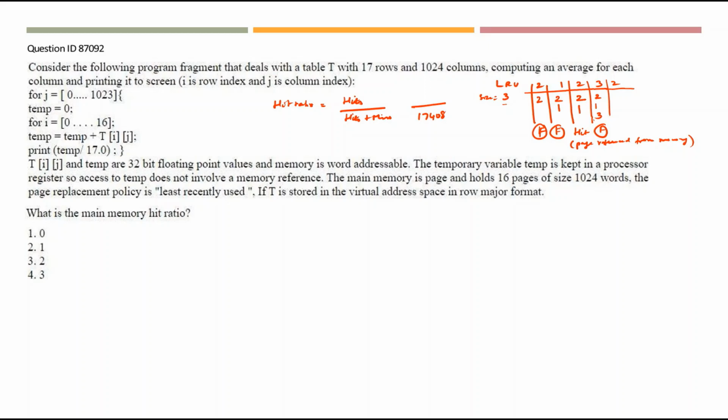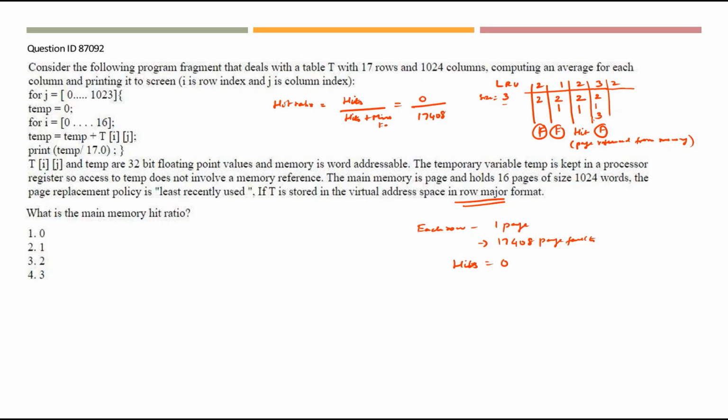Every time I am referring a new page, and still it is in row major format. For each row, I take one page, and so there are 17408 page faults. All the elements are using a new page. In this case, the number of hits will be equal to 0. I mean no page is referenced again. If there is a hit, then there will not be any page fault. Fault is bringing them inside and hit is using what is already inside.